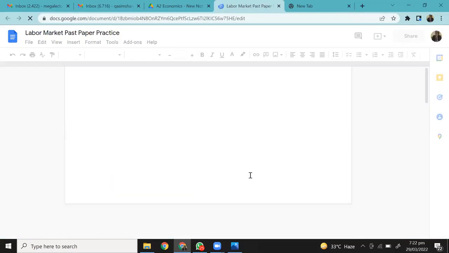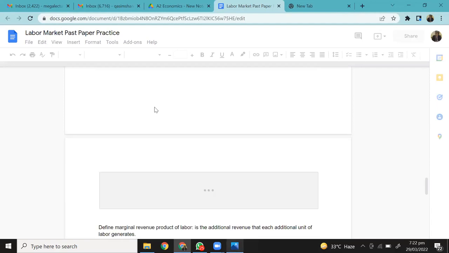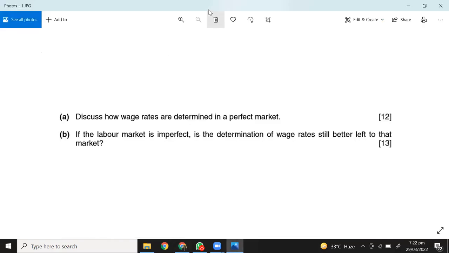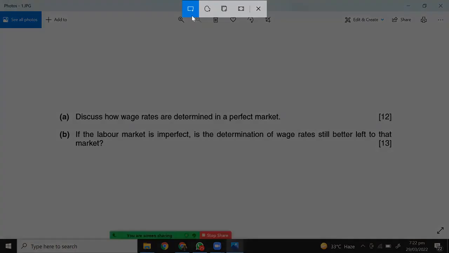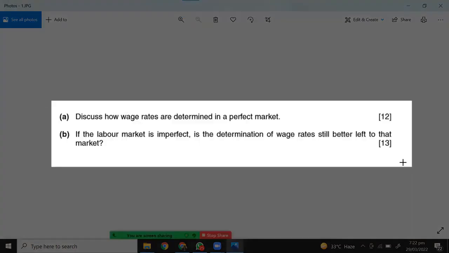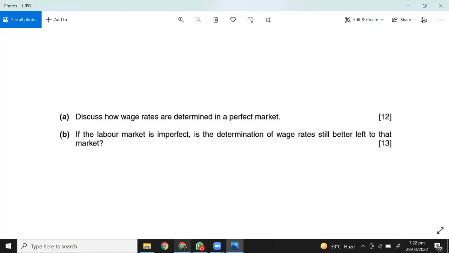Okay, now think about this. Individual labor supply, let me first copy this question here, right? Okay, so this is the question we are doing. And can you see my screen?